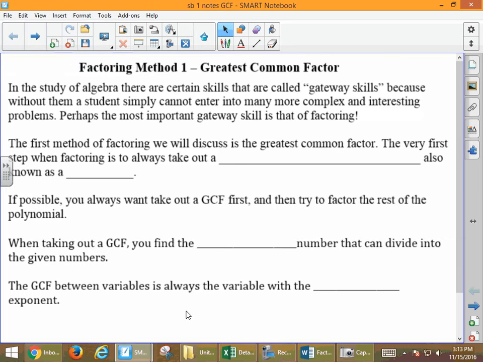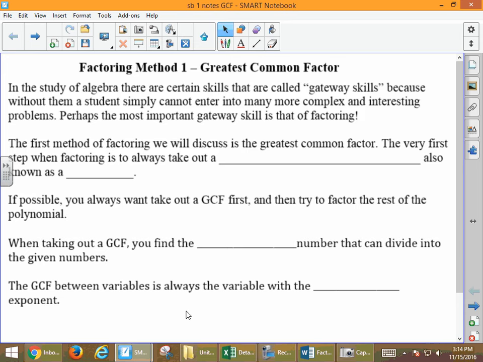Today we're starting a new unit, factoring, and for some of you, you're going to breathe a sigh of relief because you learned factoring in Algebra 1 at one point in time, and hopefully those skills that you had then are going to come back to you quickly.